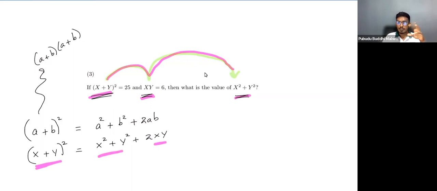So there are 3 quantities. We do know the value of 2 quantities, basically these 2. We do have the value of (x plus y) squared, and also xy. The 2 is not a problem because we are going to multiply xy by 2.